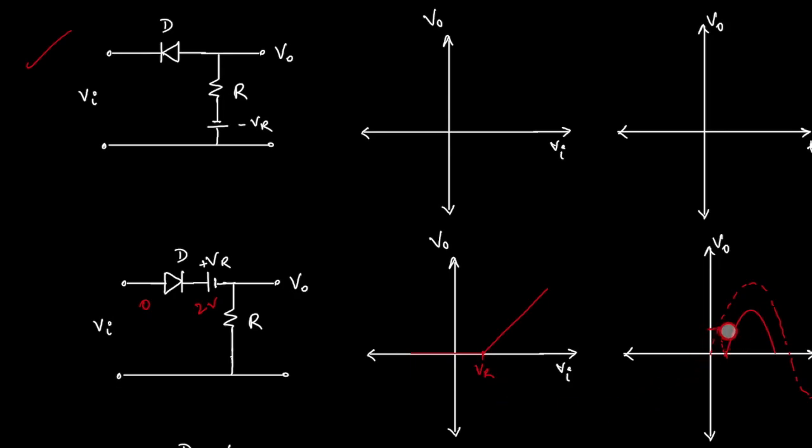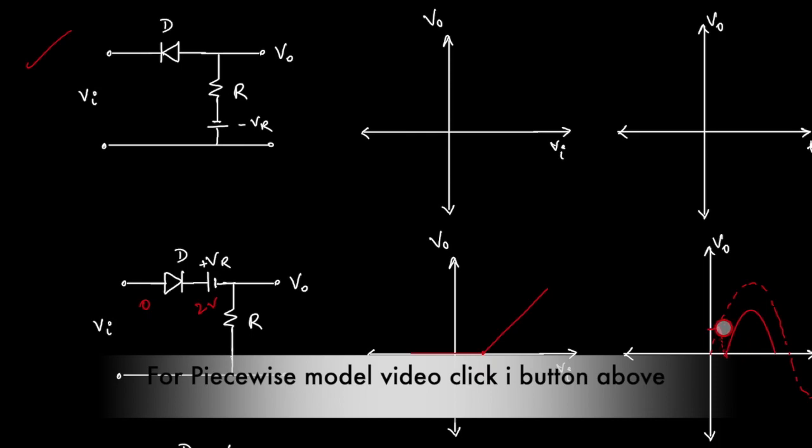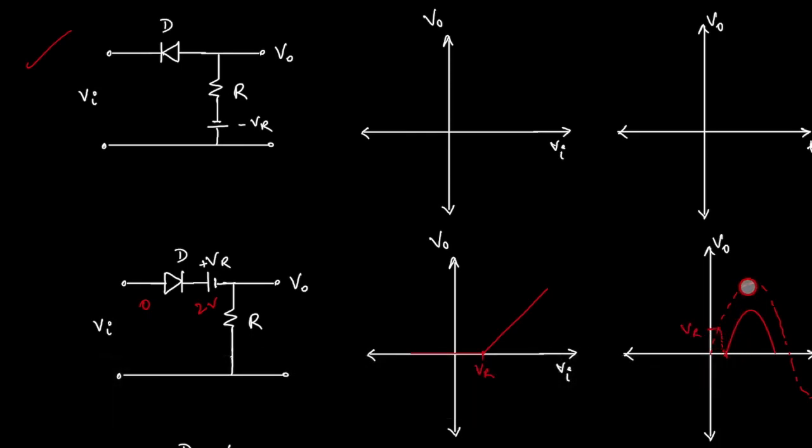This point we have already learned, right? Wherever it intersects and you drop it down, from there it starts to conduct. In the piecewise model we have already learned this. So this is VR. You connect it to the main input signal and you drop it down. So from there it starts conducting. So this is the output.